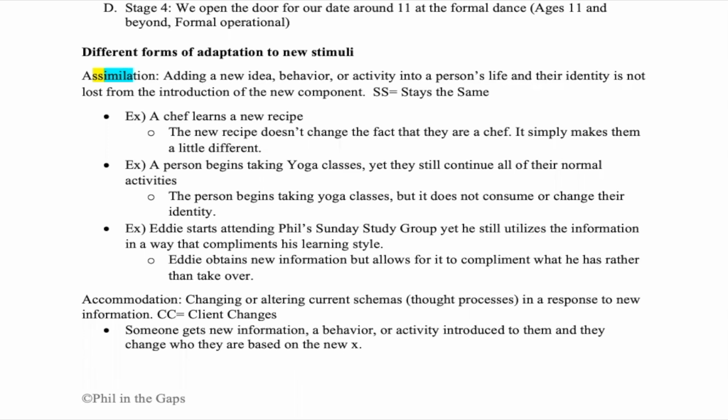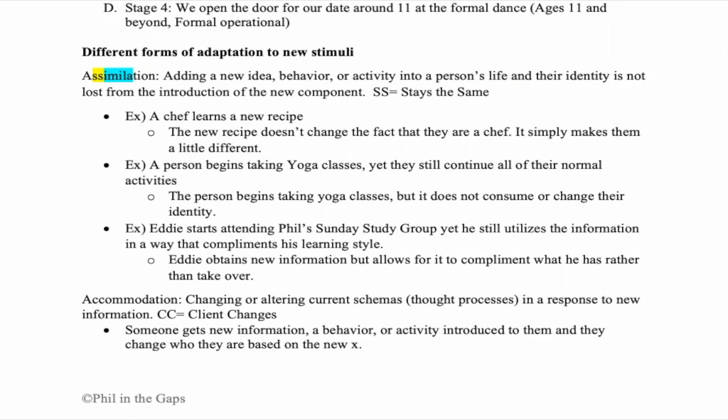Another example, a person begins taking yoga classes, yet they still continue all their normal activities. So the person begins taking the yoga classes, but it does not consume or change their entire identity. And they're not, quote unquote, categorizing themselves as a yogi. They're not like, you know what, yoga is my entire life now, and I'm going to stop doing this and become a yoga instructor. We see that happen to a certain number of people, but assimilation is they're staying the same. They just added that new activity. They're like, I like doing yoga, but I'm still going to have the same career. I'm going to still have the same identity. I'm still going to have the same friends, etc. So it didn't consume who they once were, and it didn't take over.